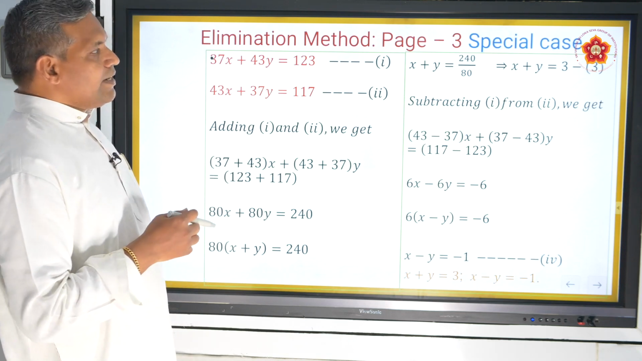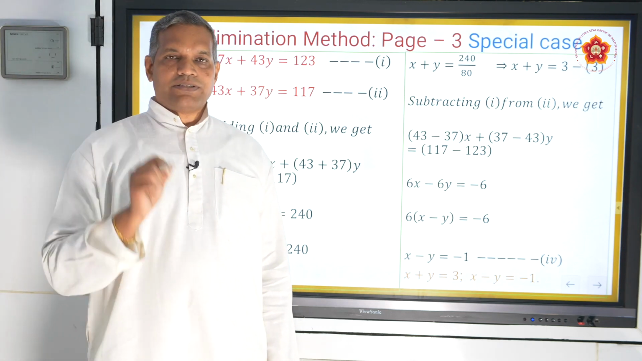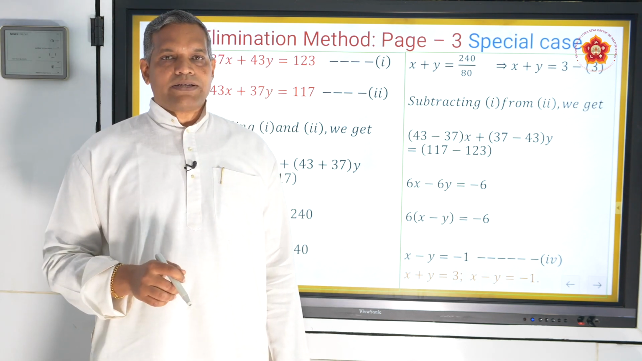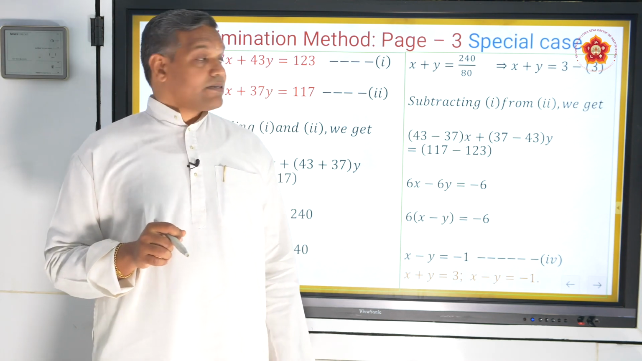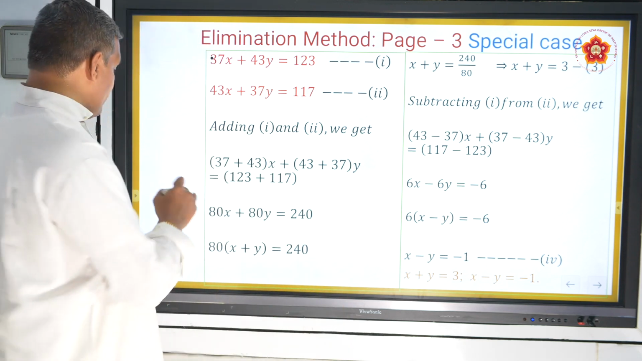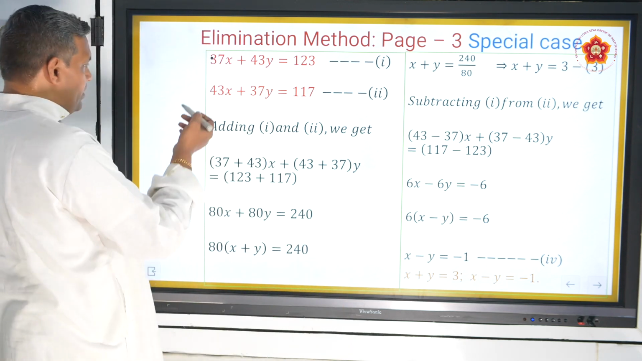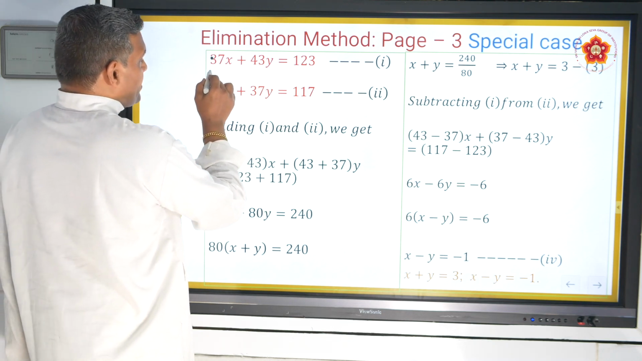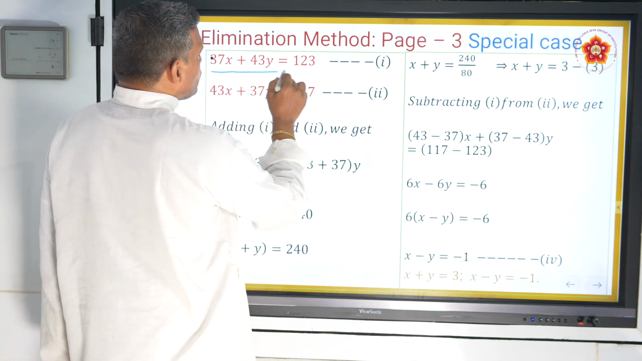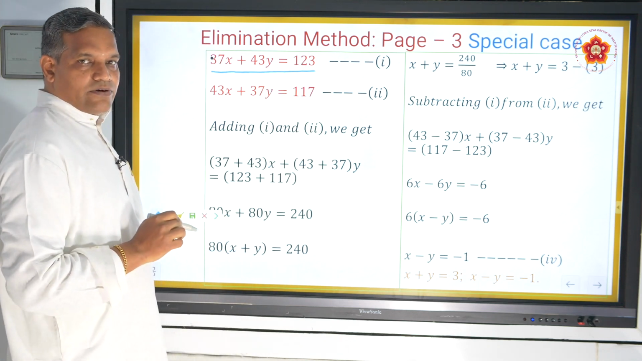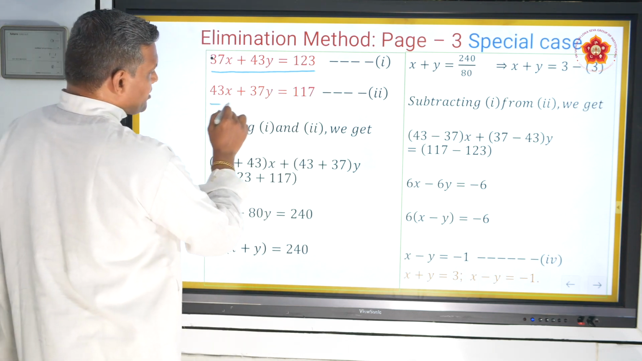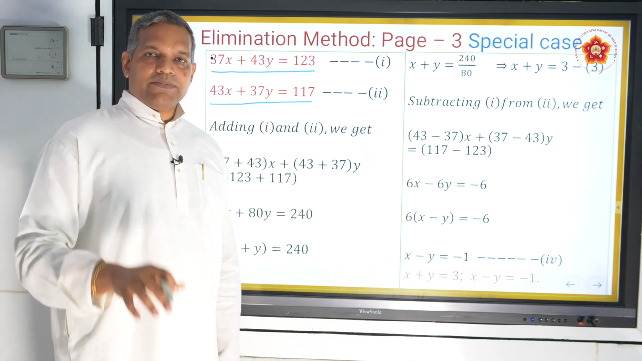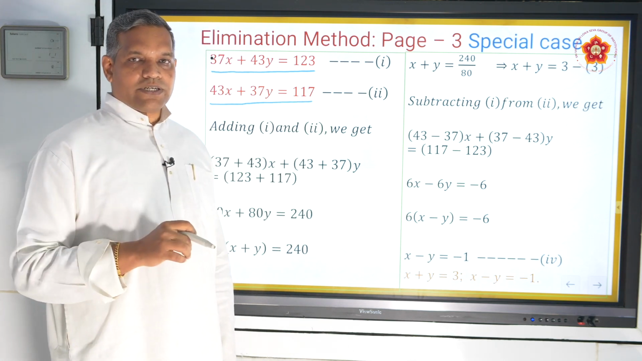This is actually a special case. I chose this sum specially for you. Anytime in examination, if this sum appears, you'll really get scared because the numbers are big. Let me show you the numbers they've given: 37x plus 43y is equal to 123. See the magnitude of the numbers. And 43x plus 37y is equal to 170. Seeing the numbers itself, the heartbeat stops for some of the students.